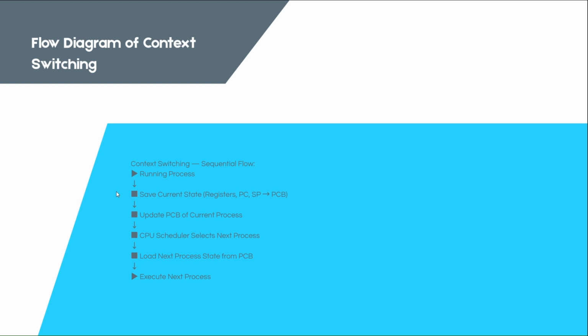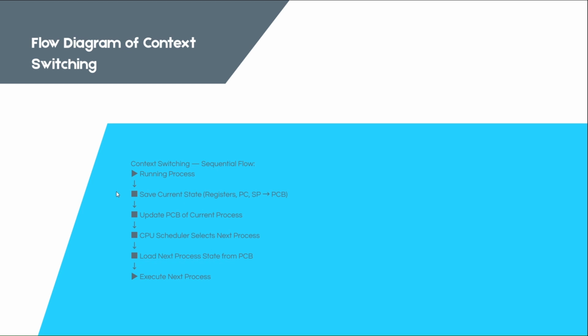After a short period, an interrupt occurs. This interrupt may be because of time quantum expiry, an input output request, a higher priority process arrival, or a hardware interrupt. Once an interrupt occurs, the operating system immediately stops the running process. However, before stopping it completely, the operating system saves its current context into the process control block. This is an extremely important step because without saving the context, the process would lose all its progress.